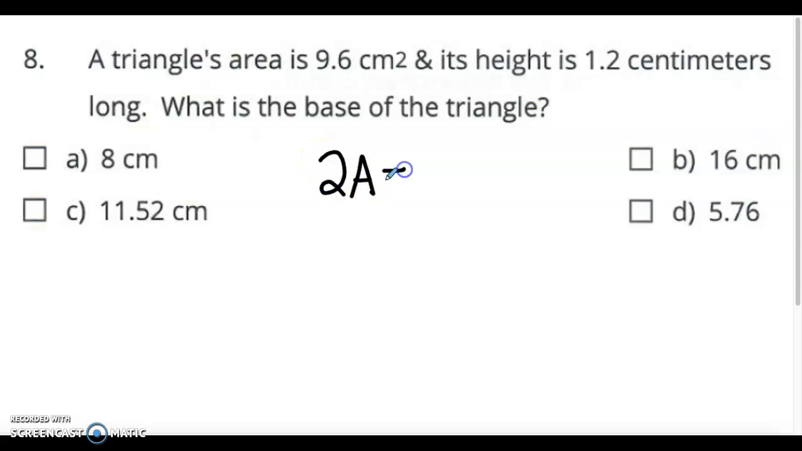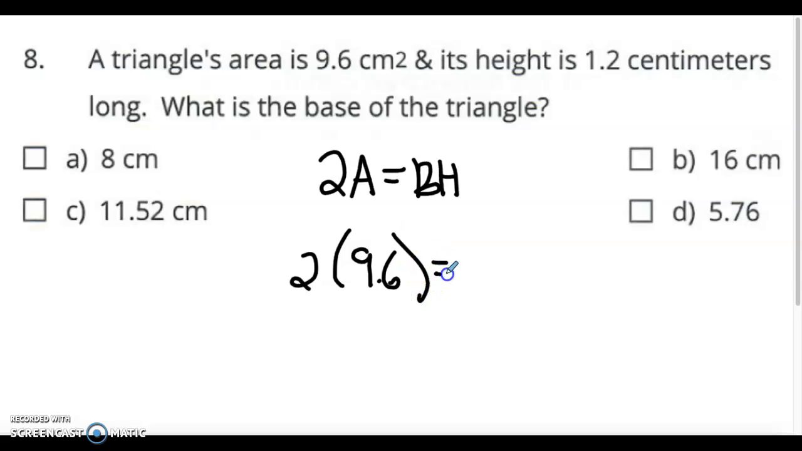the formula 2a equals base times height. So you want to do 2 times the area. 2 times 9.6 equals, the height is 1.2 times the base. So 1.2 times the base. So what you want to do is multiply 9.6 times 2 and then divide that by 1.2, and that will give you the base.